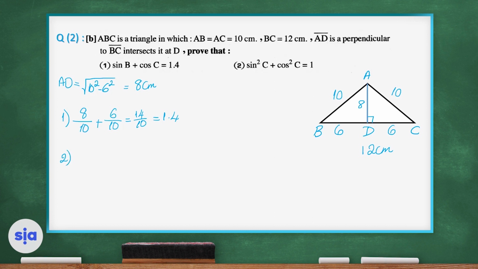Question 2, how to prove that sine squared C plus cosine squared C equals 1. So here, sine C is 8 over 10 all squared, plus cosine C is 6 over 10 all squared. If you do your calculations, you will see that this is 64 over 100 plus 36 over 100, which is 100 over 100, that is equal to 1.